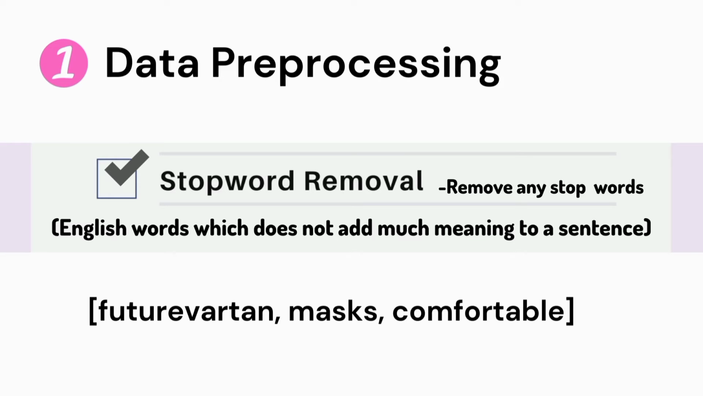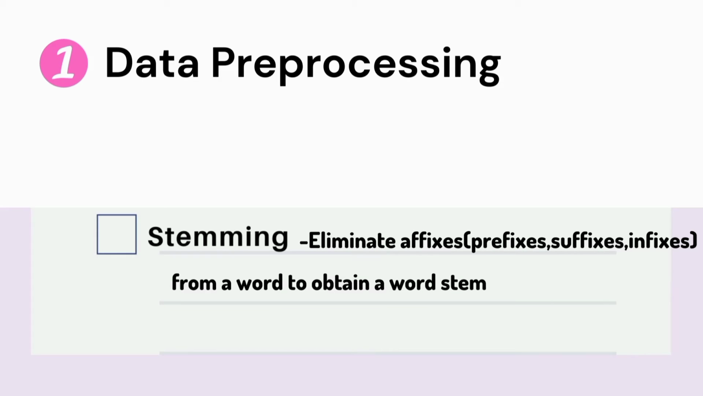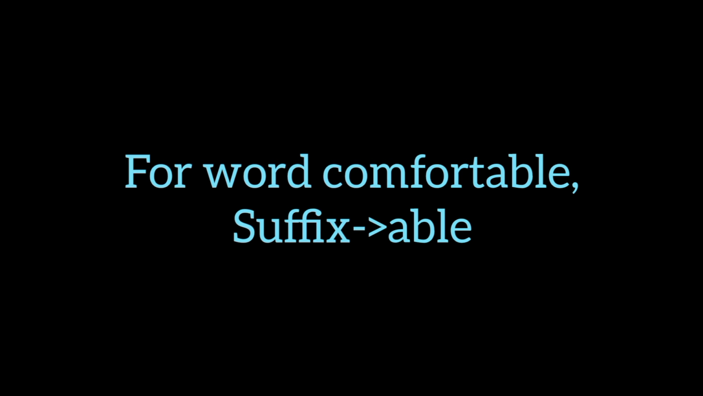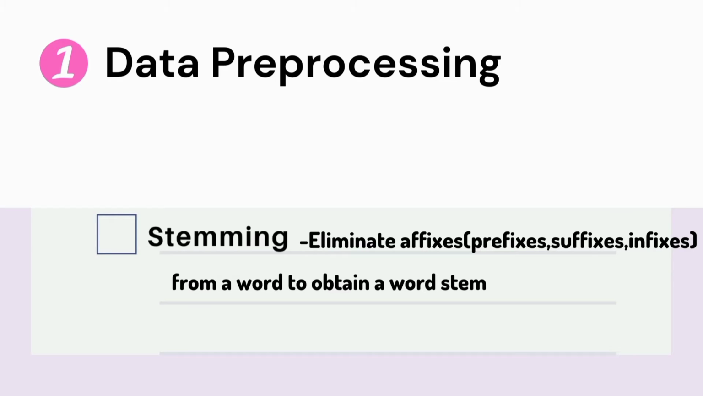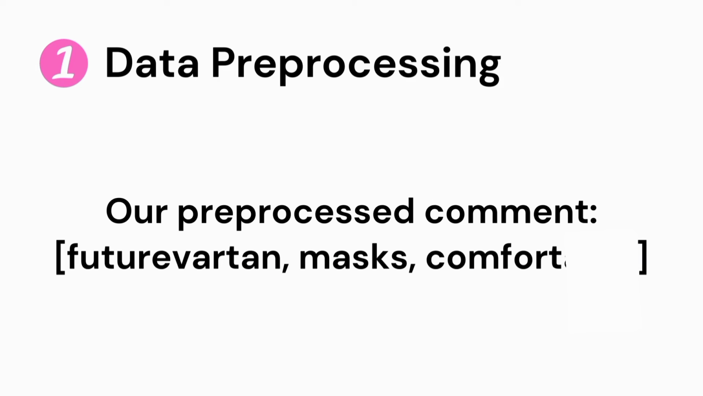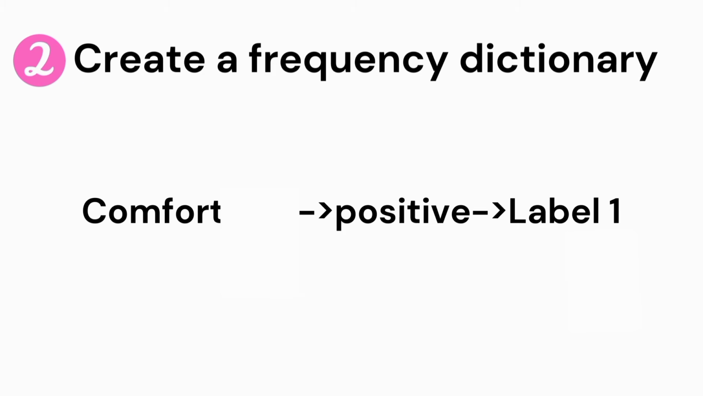Stemming. Stemming involves eliminating all the affixes, that is prefixes, suffixes and infixes, from a word to obtain a word. That is called the stem. Our preprocessed comment looks like this.